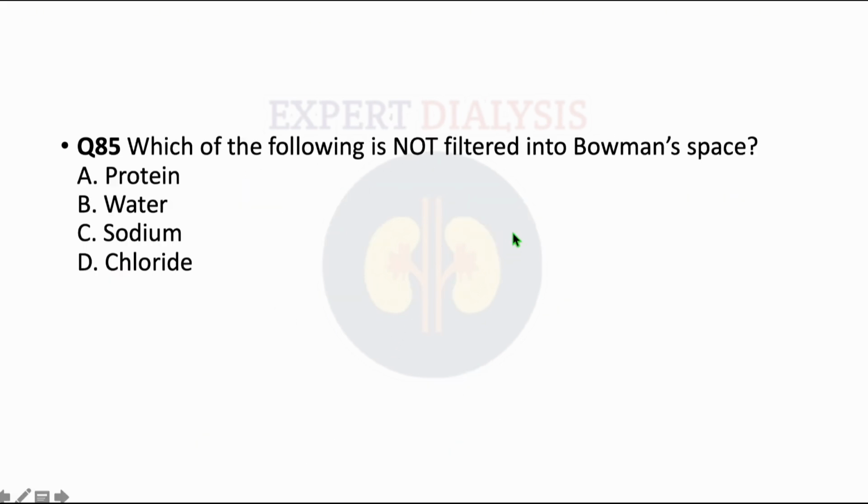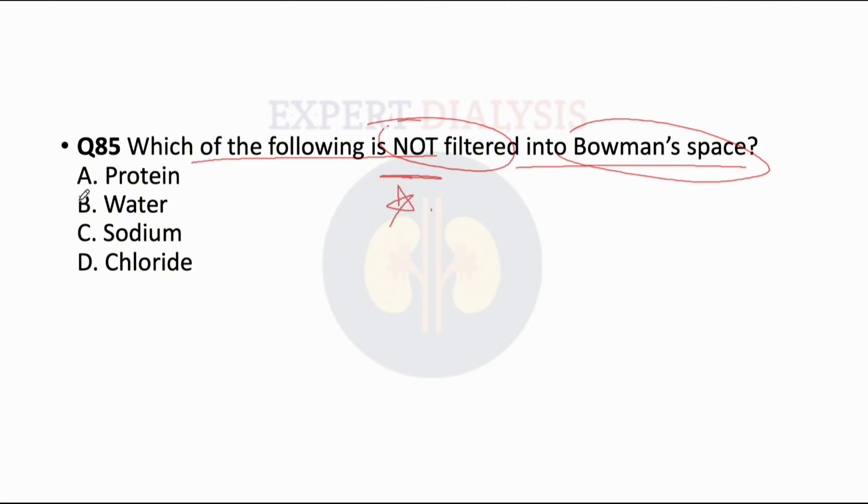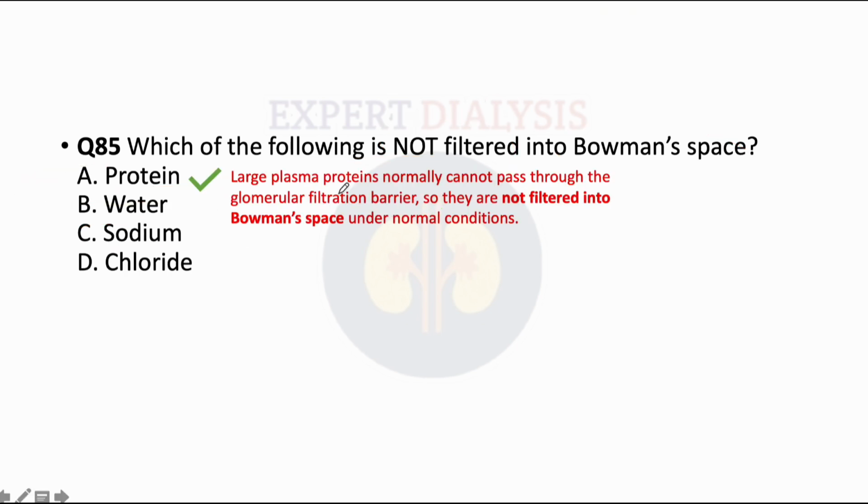Moving ahead to the fifth question, it says which of the following is not filtered into Bowman's space. So in the Bowman space, which of the following will not be filtered? Not here is really important. The first option is protein, option B is water, option C is sodium, option D is chloride. We all know the size of the protein is larger, so it is not going to pass in normal scenarios. Large plasma proteins normally cannot pass through the glomerular filtration barrier, so they are not filtered into the Bowman space under normal conditions. They will only pass when there is some disorder with the kidney or with the nephron.